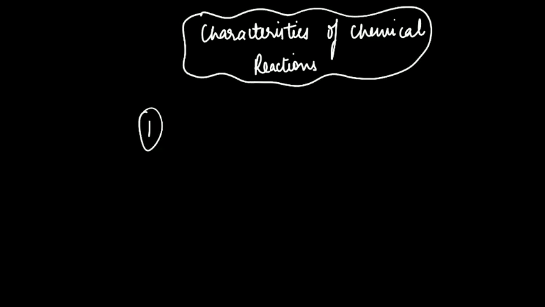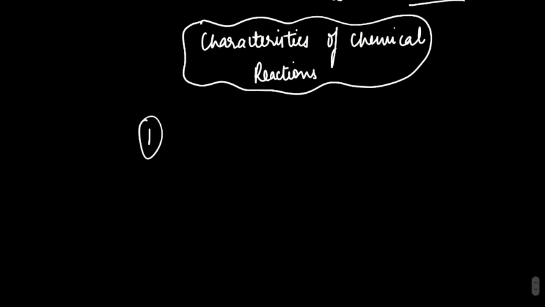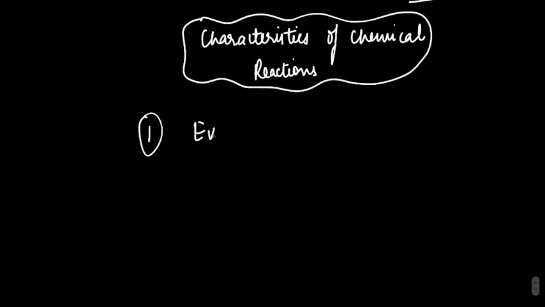So the very first reaction that we can talk about is evolution of a gas. So we are going to add a few more characteristics apart from what we discussed before. Evolution of any kind of gas is a very important characteristic which is going to govern that the chemical reaction is definitely taking place.